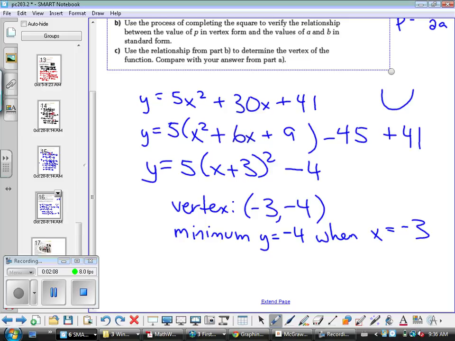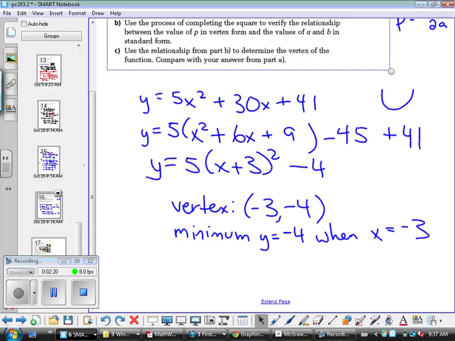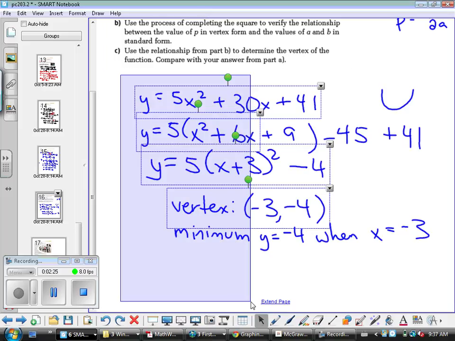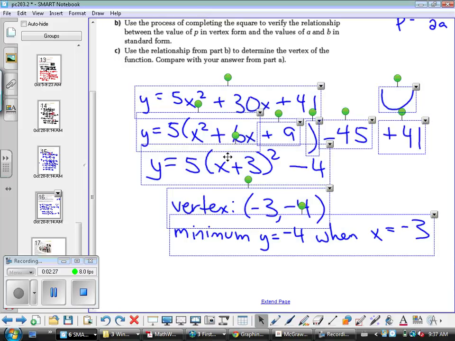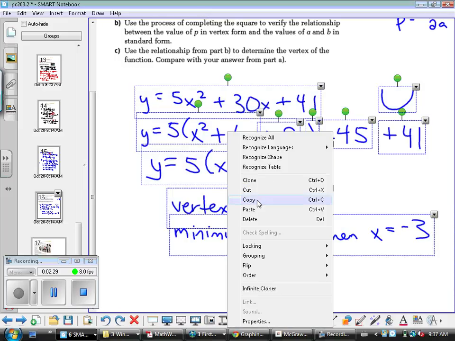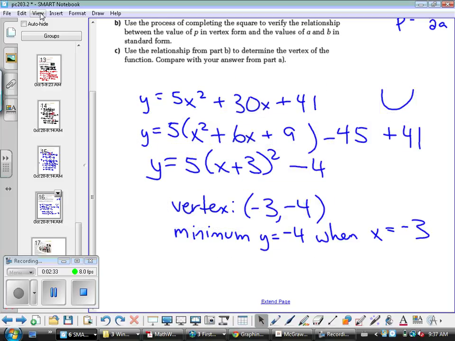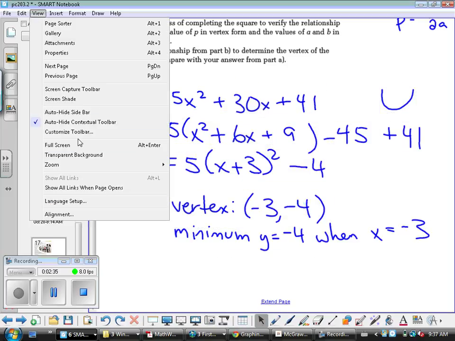And then in B, it asks to verify that p equals negative b over 2a by going through these steps again. So I want to take this whole thing, and I'm going to copy it for you. Actually, no, I think what I'll do is I'm just going to show 2 pages side by side.